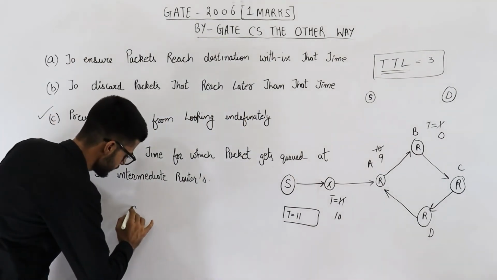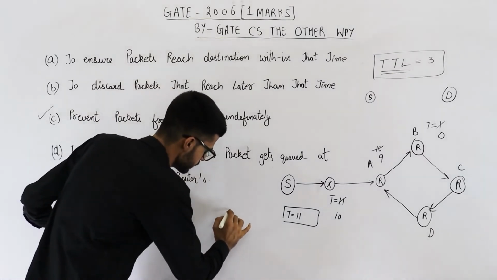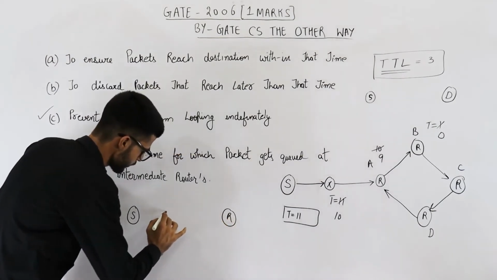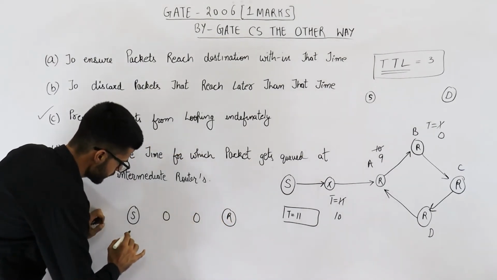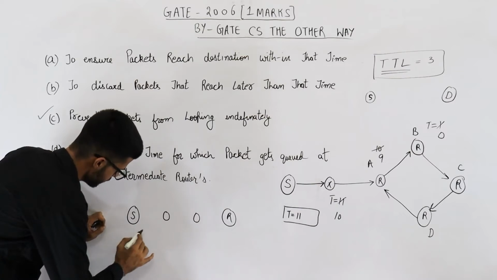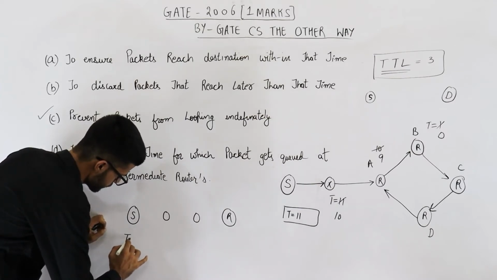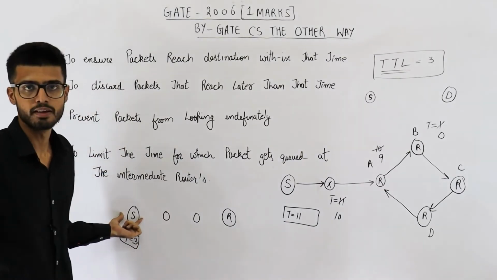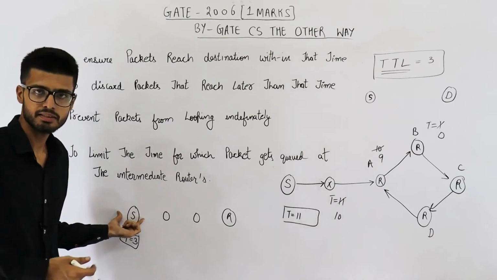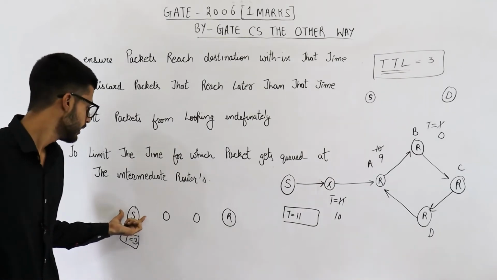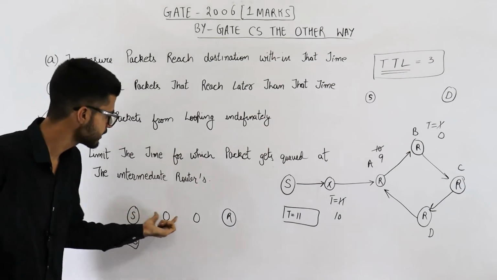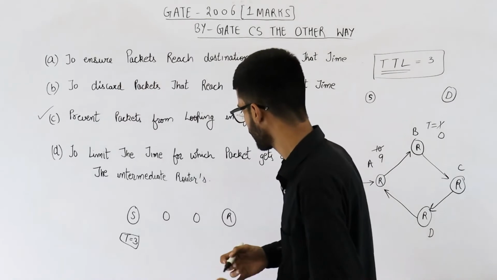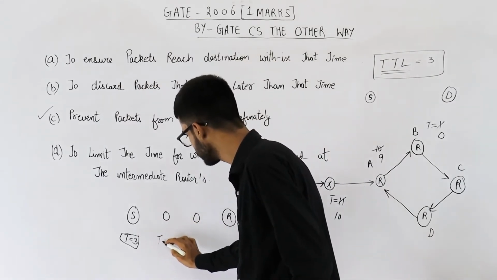Suppose this is the sender and this is the receiver. And suppose TTL is equal to 3. This sender will not reduce the TTL because already it is the sender. Okay, why would it reduce the TTL? It will set the TTL to some value and send the packet. So the sender will send the packet without reducing the TTL.